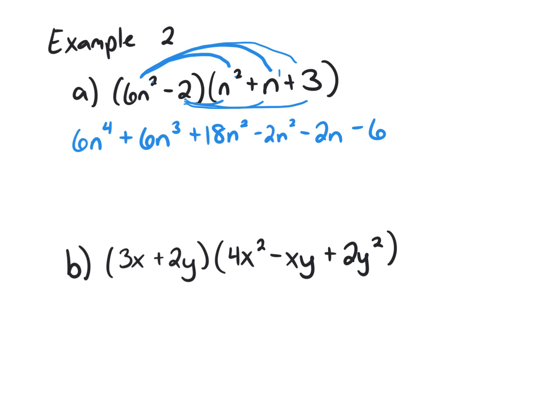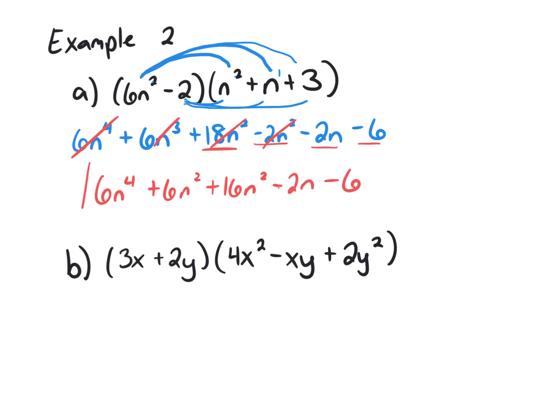Okay, what do we do next here? Yep. Standard form, combining like terms. What's our highest exponent? 4. So that's going to be our first term, and it has no like terms. Does 6n to the third have a like term? No. Nope. What about 18n squared? Yes, negative 2. Minus 2n squared to get 16n squared. And then, which one of these is written first? Yep, negative 2n minus 6.